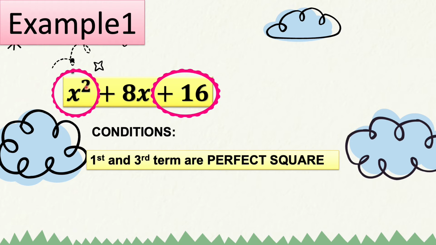So, tignan natin. x squared, perfect square siya kasi x times x is x squared. Ganon din ang 16. 4 times 4 is 16. So, therefore, nag-satisfy yung ating first condition.